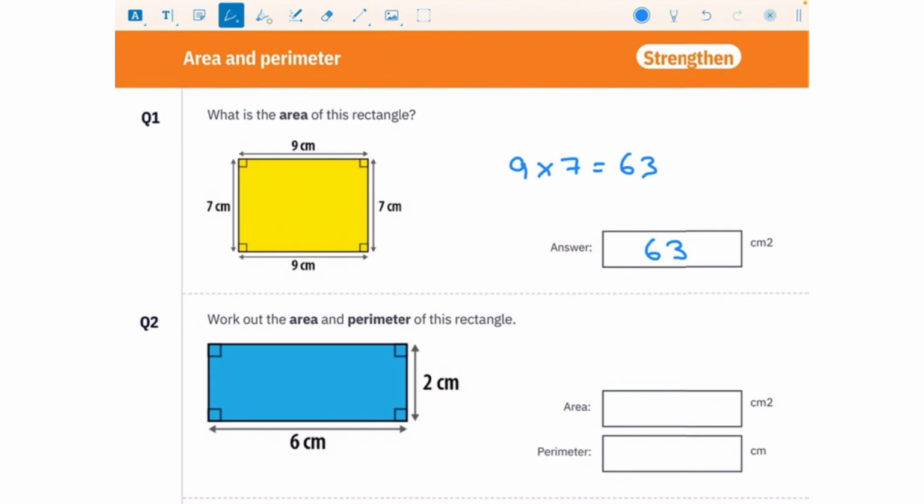Work out the area and perimeter of this rectangle. So the area of this blue rectangle is the space inside it, and to get that we do 6 times 2, which is 12 centimetres squared.